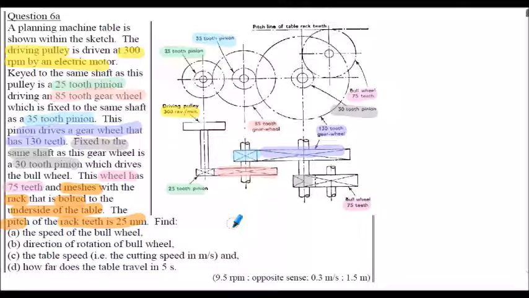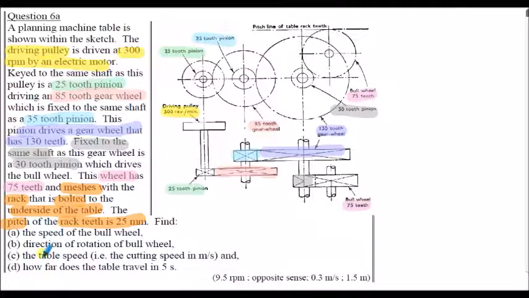So again, that's going to be working out the velocity ratio first of all. We've got the input speed at 300 RPM, so we can find the output speed. So part A should be okay. And then to find the direction of the rotation of the bull wheel, part B, we can use our velocity arrows again. Part C goes back to what we did last week. We've got to find the speed of the table in this case.